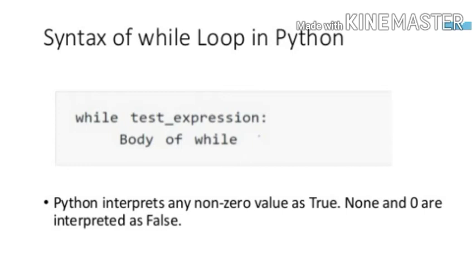See children, Python interprets any non-zero value as true. None and zero are interpreted as false. The while loop body may contain a single statement or multiple statements or an empty statement, that is the pass statement. The loop iterates while the logical expression evaluates to true. When the expression becomes false, the program control passes to the line after the loop body.